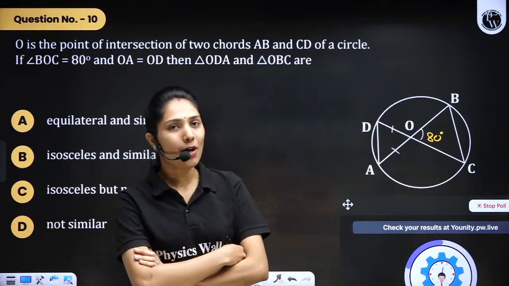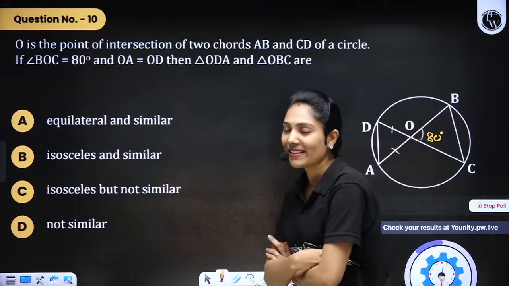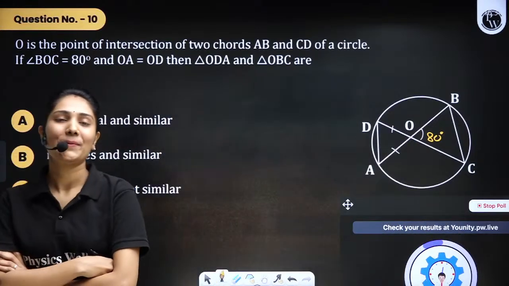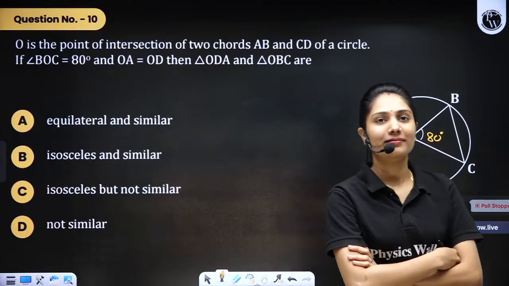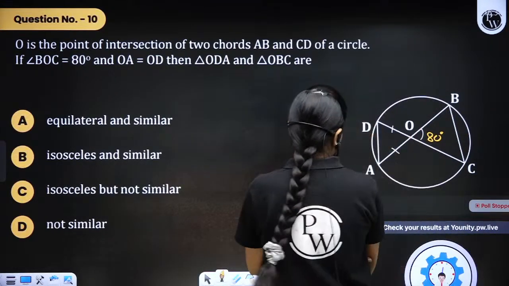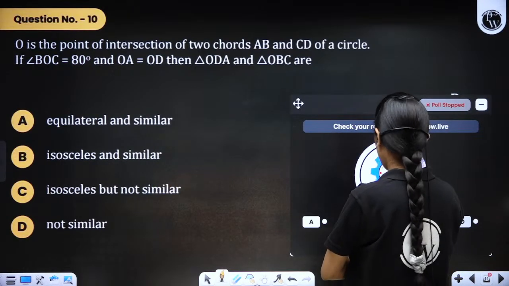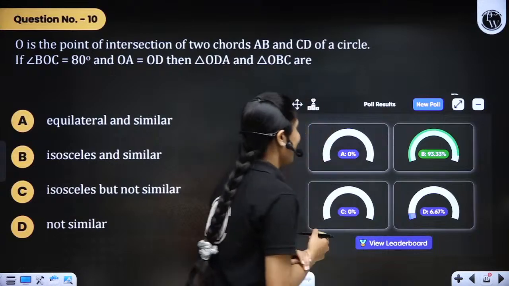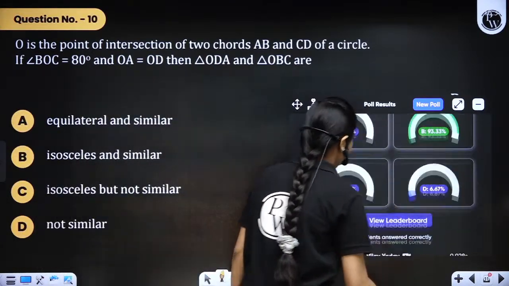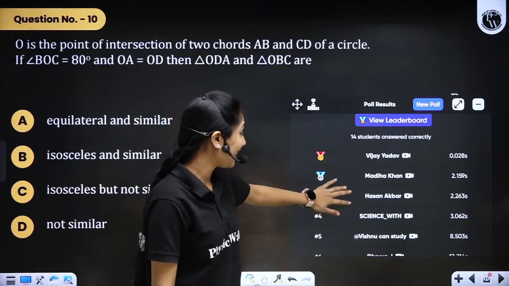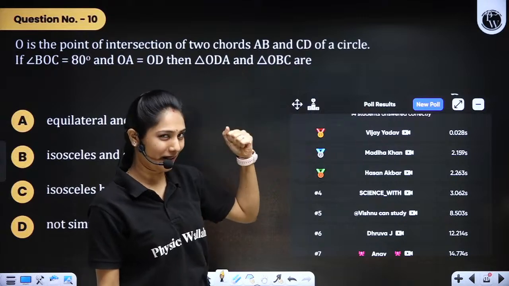There is no such option as internal and distinct, beta Khushi. Check the options once. And the correct answer is option number B. 93% of you are correct. Good. Very good, Vijay, Madiha, and Hassan. Completely changed. These three people are finally changed. Okay, now the competition begins.